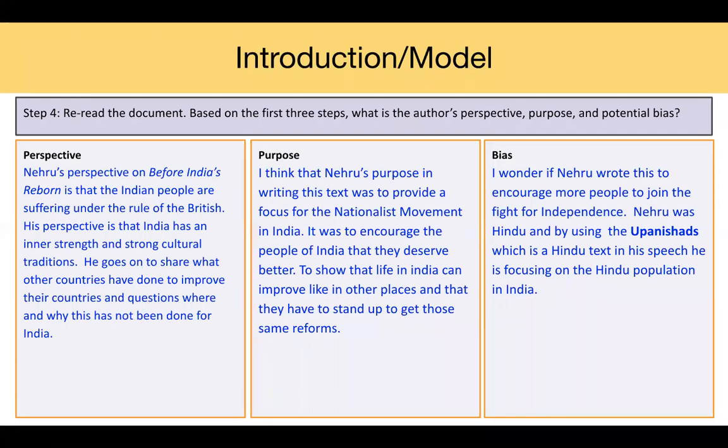And if I have to think about the potential bias of this document, Nehru really wrote this to encourage more people to join this fight. Because once again, if we remember steps 1, 2, and 3, this was written before they had independence, and he's trying to get them to want to fight for that independence. And I know too from my prior knowledge that Nehru was a Hindu. And by using the Upanishads, which is a Hindu text, in his speech, he's also trying to bring that in and focusing on the Hindu population and get their support for the movement too.